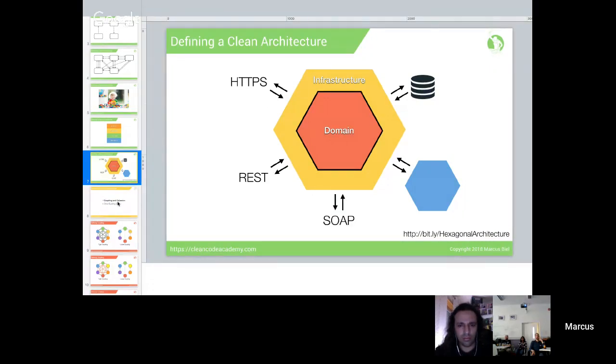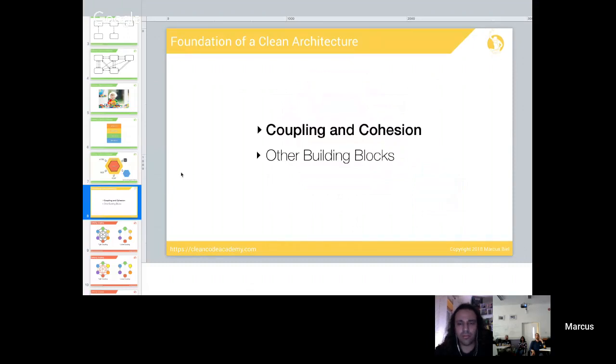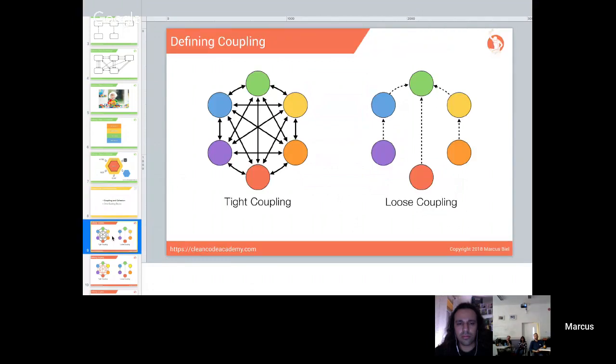Okay, so now I want to talk about how we can actually achieve the clean architecture. And I think there are some building blocks that we need to understand. We will have to talk about modularity again, right? How can we achieve a clean modular system? And the two most important building blocks here that I see are coupling and cohesion. Okay, let me talk about coupling first.